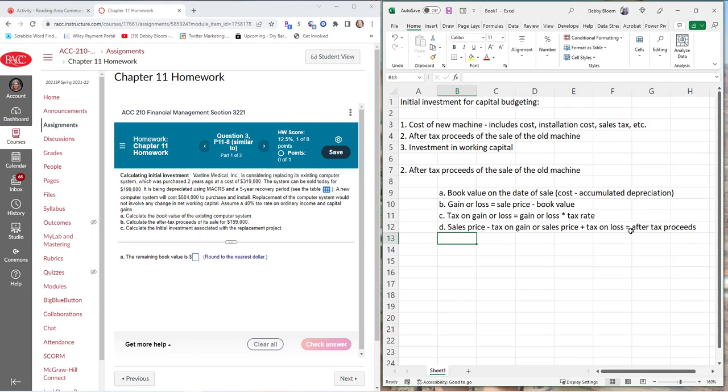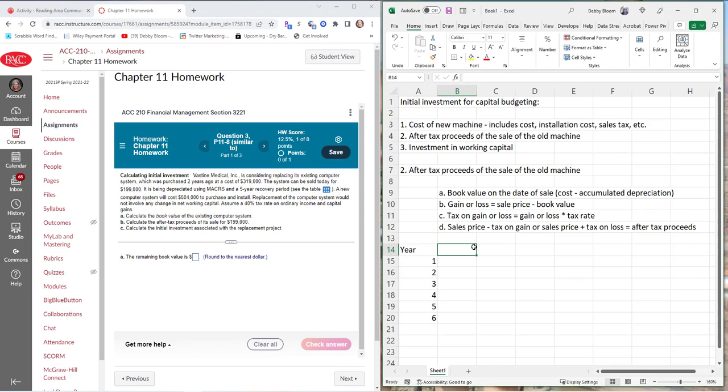Okay, so let's follow this through step by step, and actually your book is having us follow this through step by step. Notice the first thing that they're asking is the book value of the existing computer system. To calculate the book value of the computer system, we're going to take the year. It's a 5-year recovery period, so we're actually going to have 6 years. I know I could have used the fill handle to copy that down.